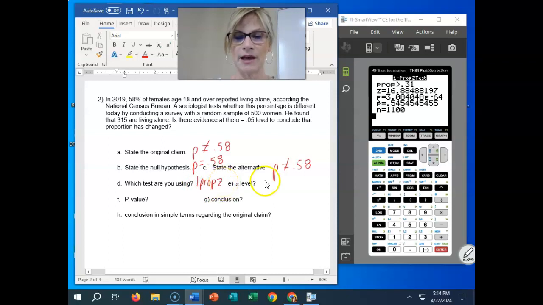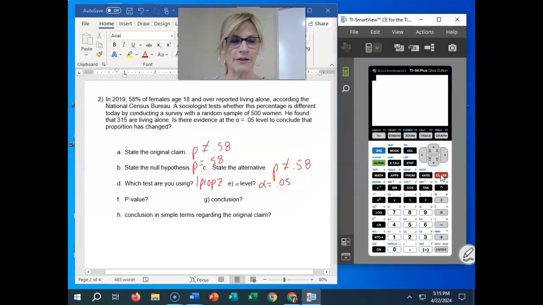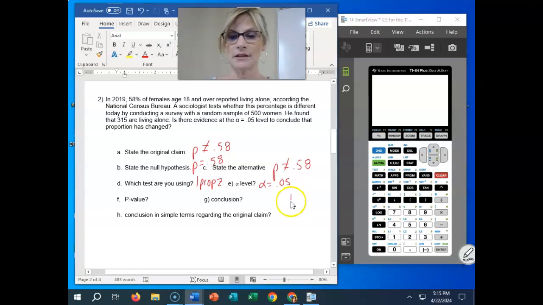Okay, we're still doing a one prop z-test at the 5% level, and let's write down x and n. So n is 500, x is 315, and that's all we need to know. Okay, let's do it.